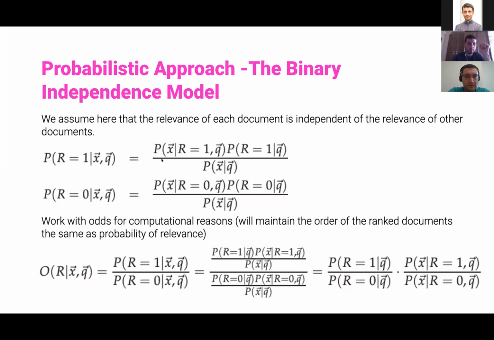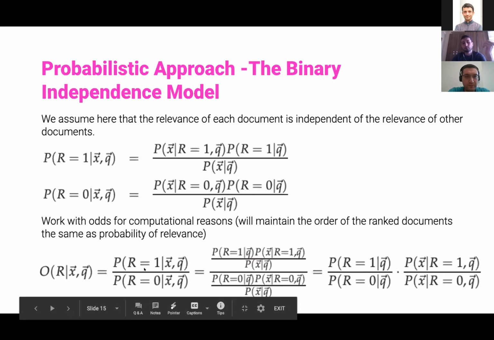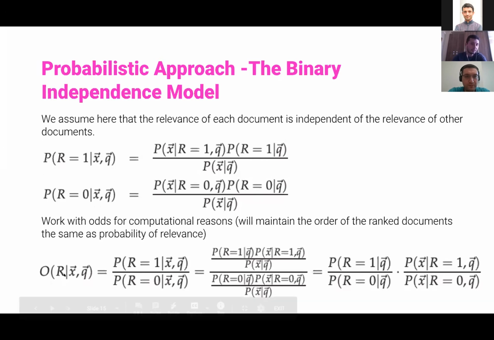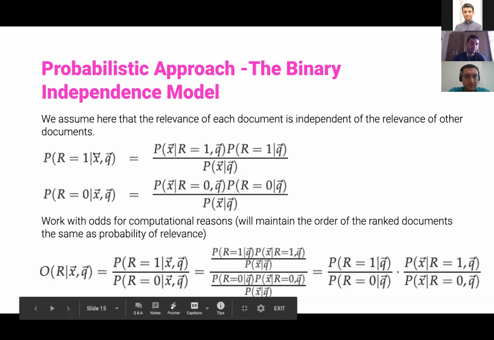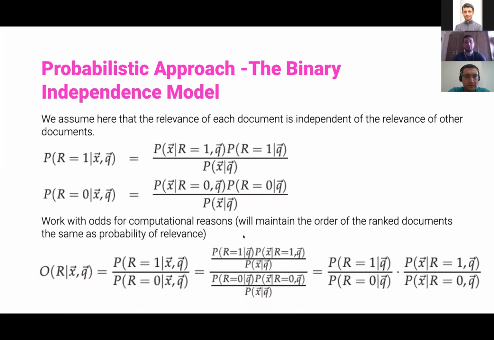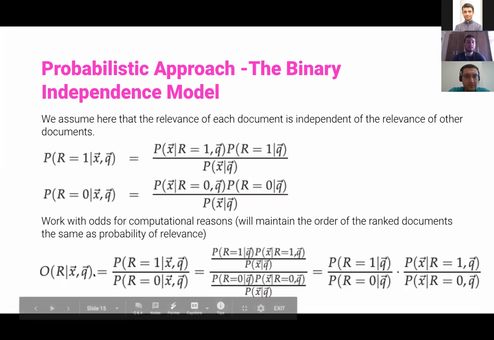This is just the Bayesian formula. This is the Bayesian formula for the same, but for relevance equals 0. Again, for computational reasons, we can consider not calculating this probability, but calculating the odds, the division of those two probabilities. It will make computations easier, but the order will be the same, since the ranked order of the documents based on odds and probability is going to be the same. So if we divide here, there are some terms that cancel out. We come to this form.